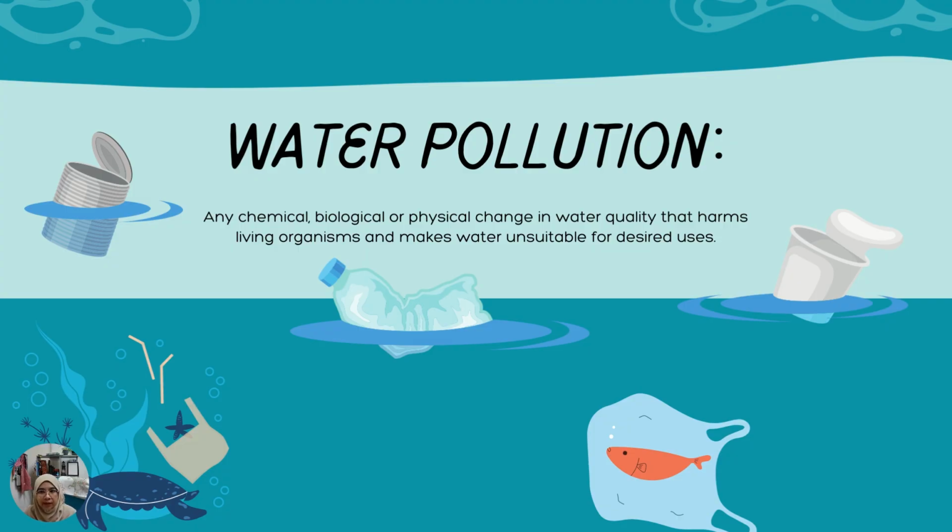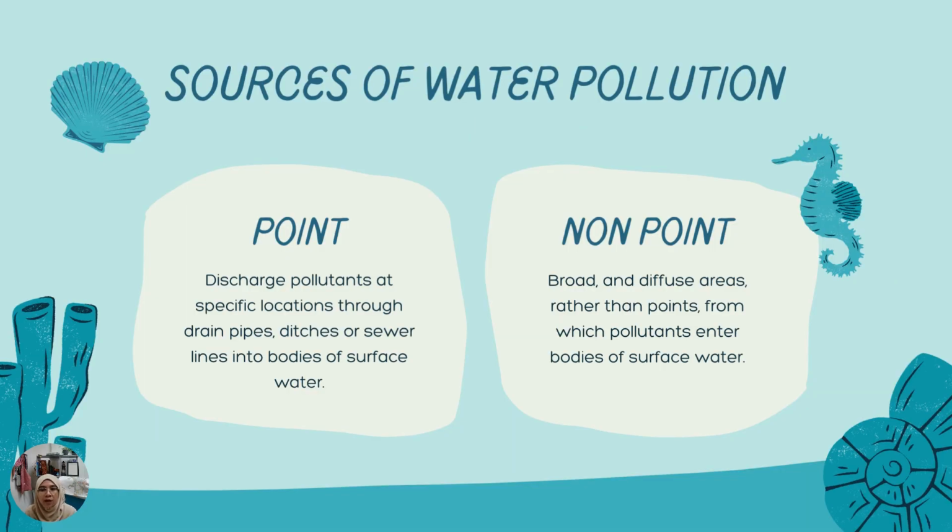Water pollution is defined as any chemical, biological, or physical change in water quality that harms living organisms and makes water unsuitable for desired use. Water pollution can come from single point sources or from larger and dispersed non-point sources.